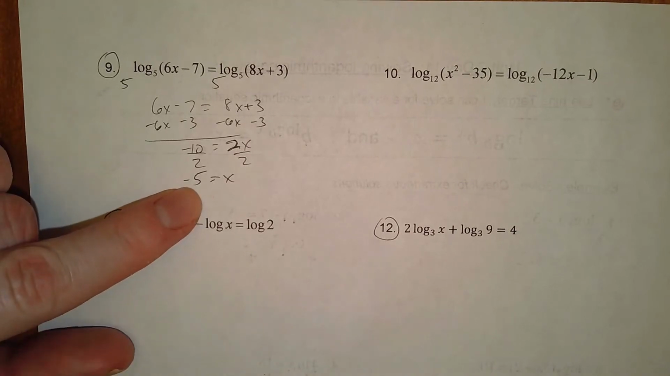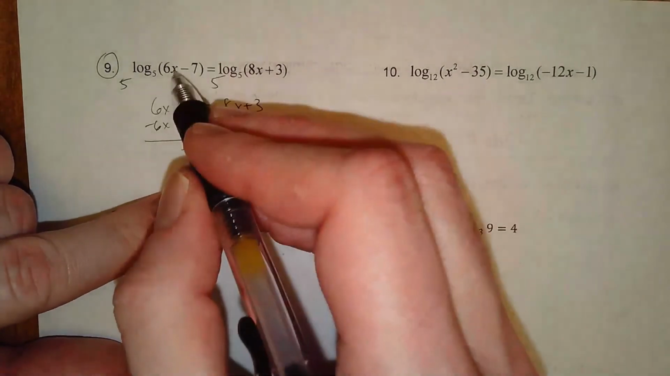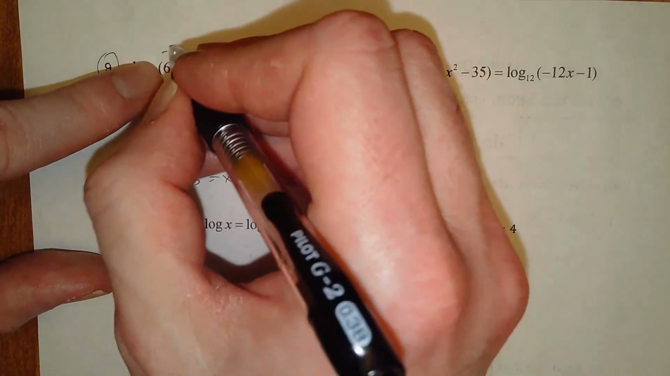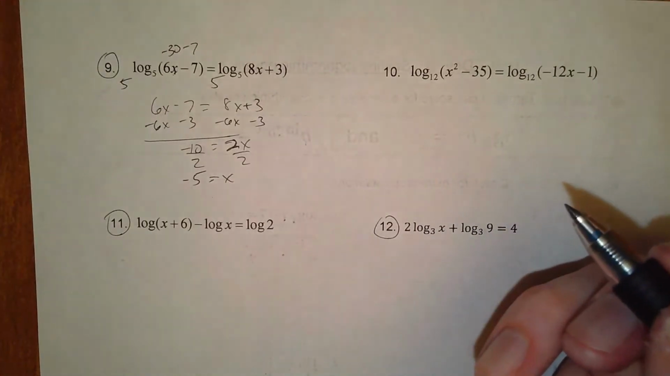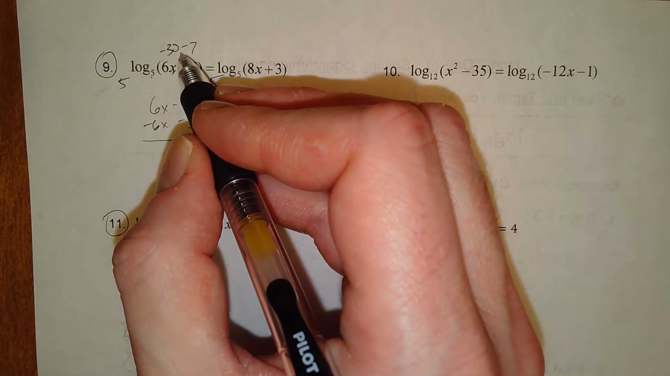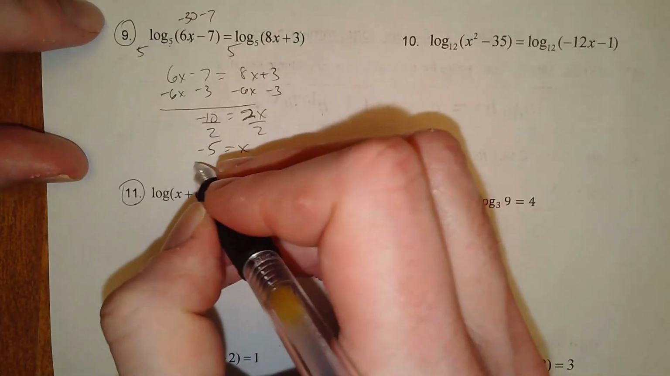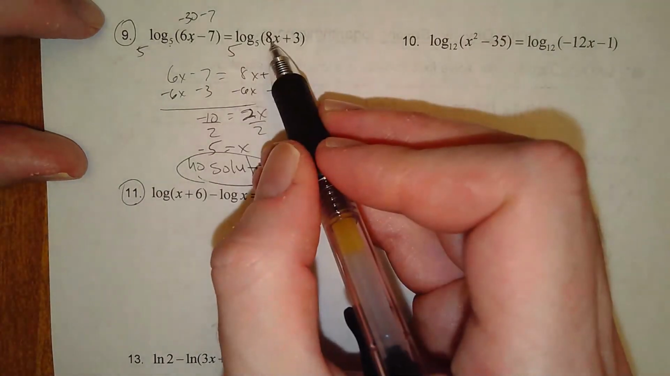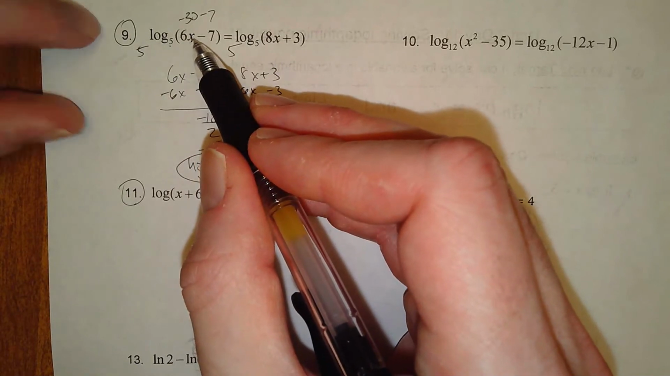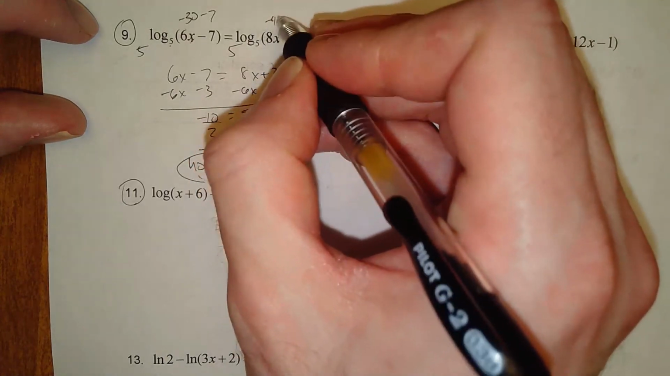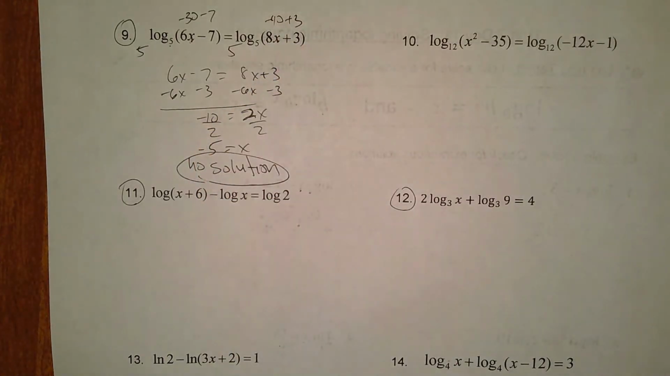Now, having a negative for x is not a bad thing. It's when I plug it in the argument. So if I plugged in negative 5 here, negative 5 times 6 would be negative 30 minus 7. That'd be a negative 37. You can't take 5 to any power and get negative 37, so that's an extraneous solution. So this one has no solution. I didn't even check this one because it made that one negative. Now if I plug it into this one, it's going to do the same thing, because negative 5, that'd be a negative 40 plus 3. That's still going to be a negative, so it can't happen.